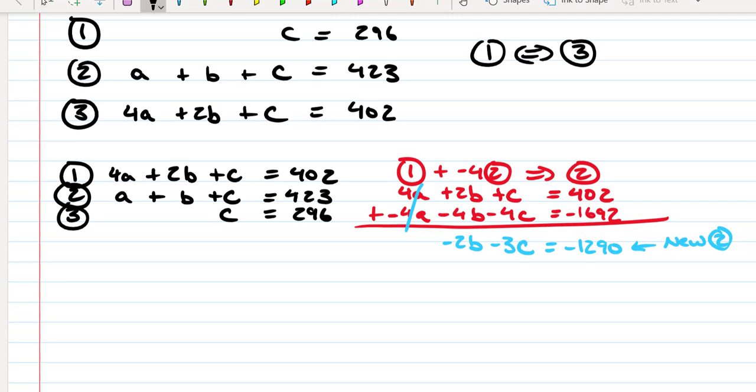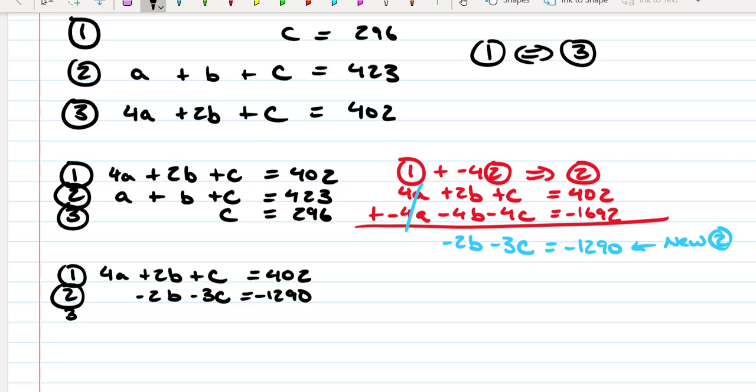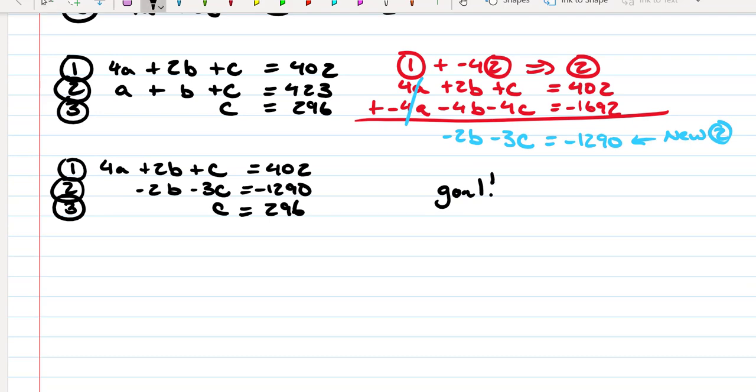So then my system is 4a plus 2b plus c equals 402. And I have my new equation 2 is -2b minus 3c equals -1290. And my equation 3 is c equals 296. And now I'm in triangular form. So I have my goal. So now that we're there, I can do my back substitution.